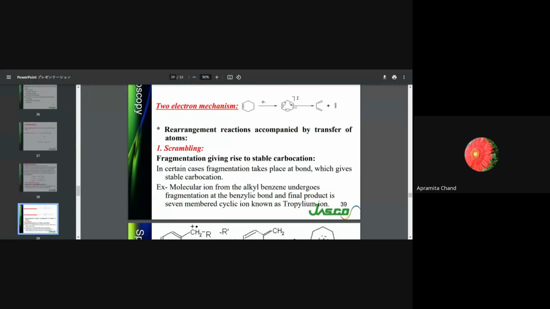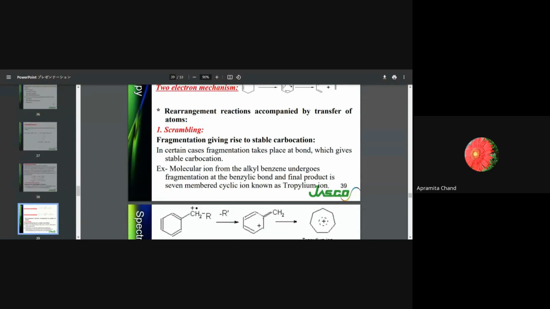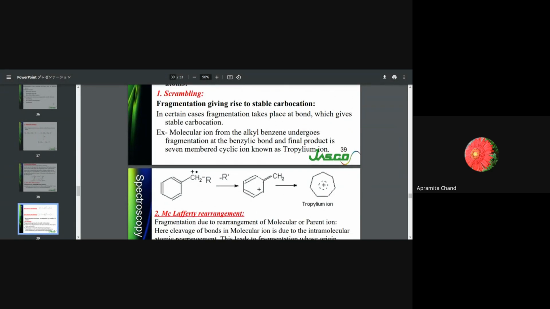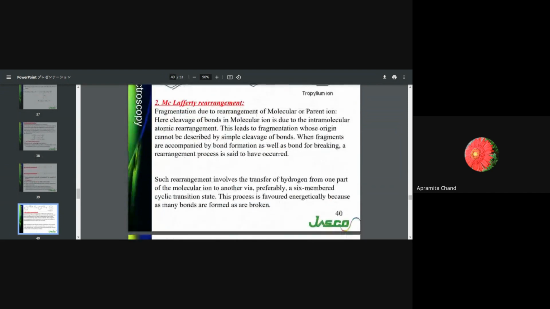Now, rearrangement reactions can also be accompanied by transfer of atoms. For example, scrambling. Fragmentation can give rise to a stable carbocation. So they can take place at a bond which will give a stable carbocation. The molecular ion from the alkyl benzene will undergo fragmentation at the benzylic bond, and the final product will be a 7-membered cyclic ion known as tropylium ion.